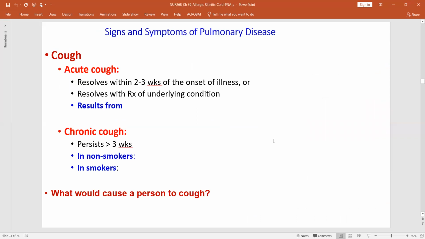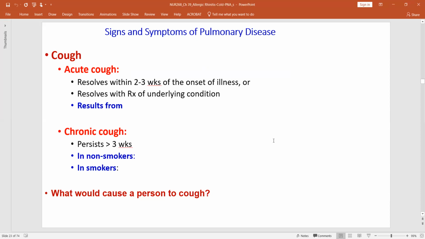Now the cough, which is either acute or chronic. The acute may result from upper respiratory tract infections, allergic rhinitis, acute bronchitis, pneumonia, CHF, pulmonary embolism. Also, you can add aspiration to that. So cough will be one of the signs in the patient when people aspirate because of difficult swallowing, for example, and they eventually develop pneumonia from that.